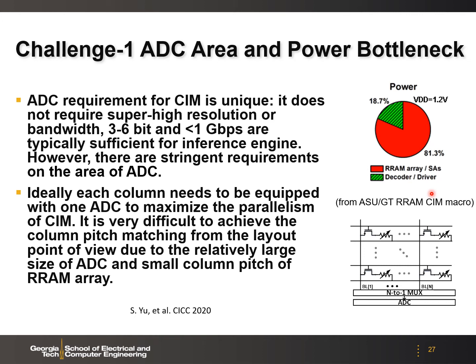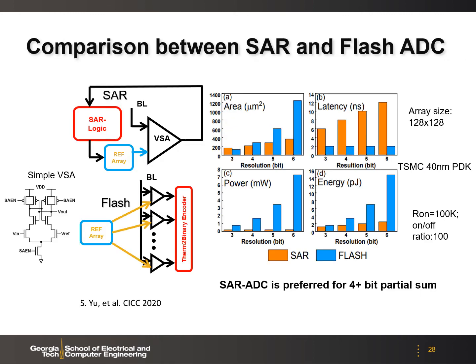Because the column pitch is very tight, especially in the RRAM-based design, the ADC may be too large to fit into this column pitch. Therefore, multiple columns may have to share one ADC through the mux. That means we have to use time multiplexing to read out all the columns, so the parallelism is reduced, thus the throughput is suppressed.